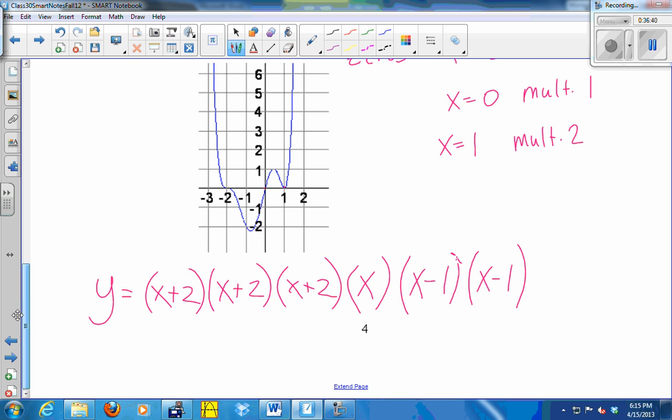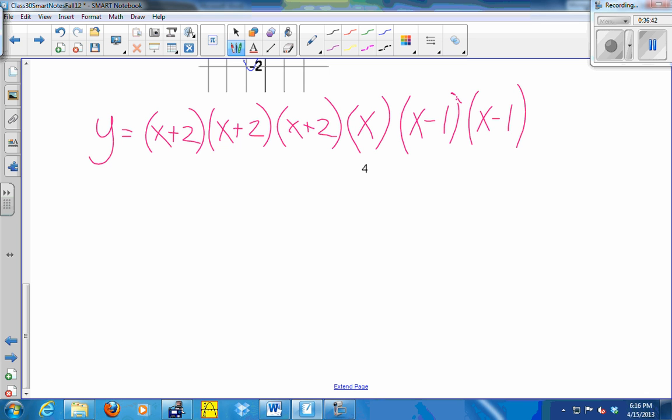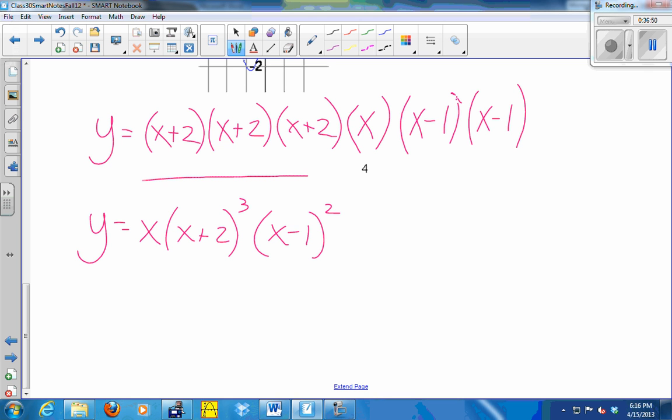And then if you want, you can use exponents to write this in a shorter way. Do x times x plus 2 cubed times x minus 1 squared. Is that okay?